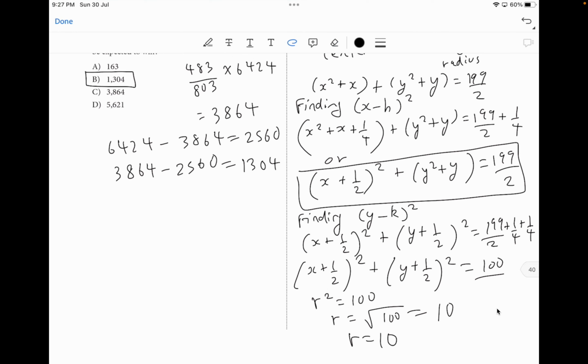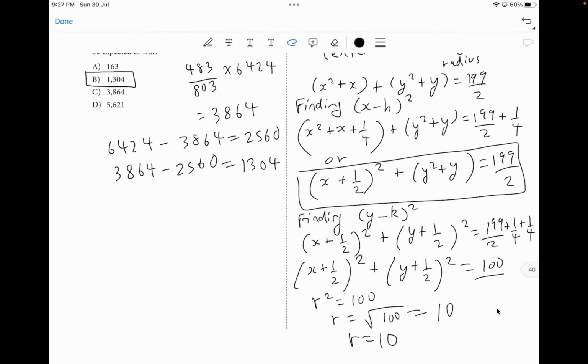Hopefully this explanation has helped you guys to understand this part of the question, but do revise the circle equations part. That's the most important part of this topic as well. All I've done is take r squared is equal to 100, square root 100, and you get 10 as the radius.